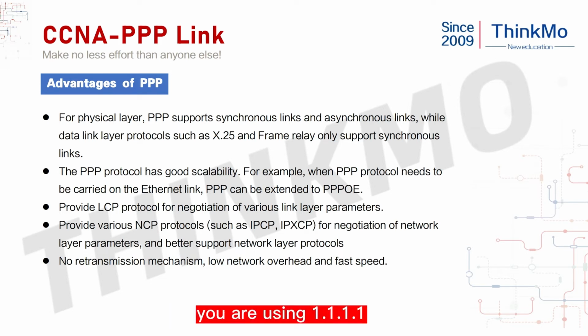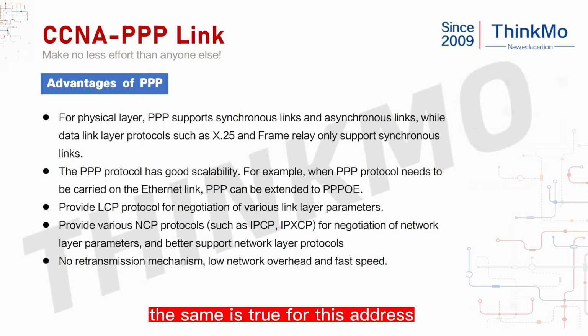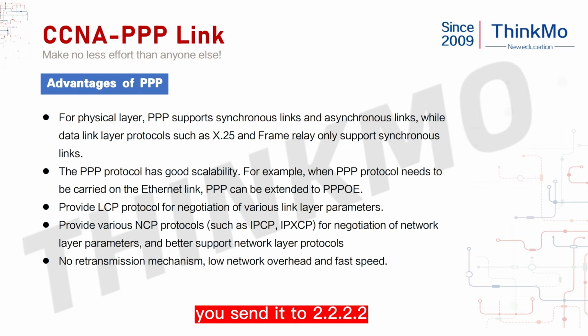Let's say these 2 devices: you are using 1.1.1.1, I use 2.2.2.2. That's okay. If you send a request, the request packet replies with a confirmation message. You can use 1.1.1.1 for 2.2.2.2. The same is true for this address. You send it to 2.2.2.2. I'll have a look at it when I get it. Mine is 1.1.1.1. You're using 2.2.2.2. So that's okay. And then the negotiation is done.